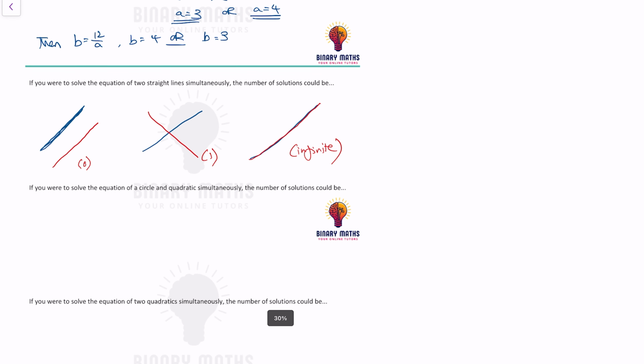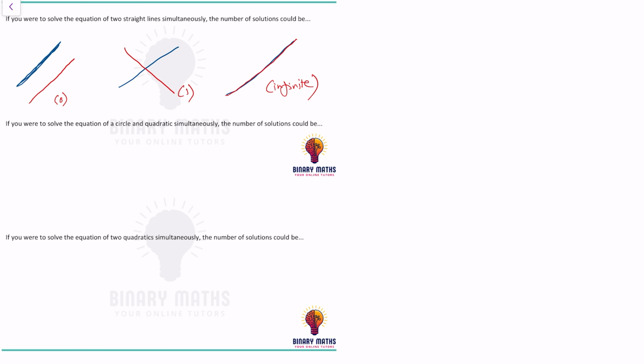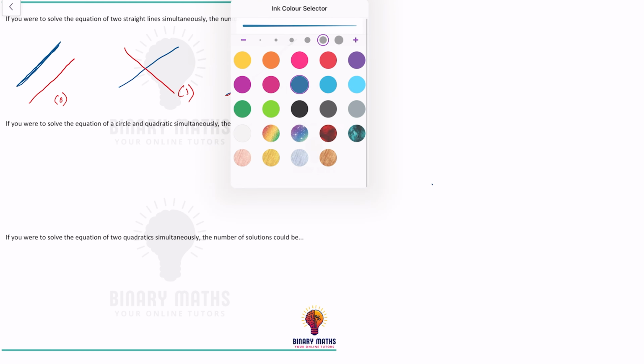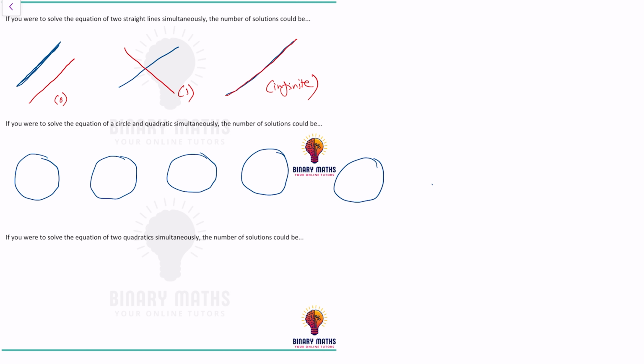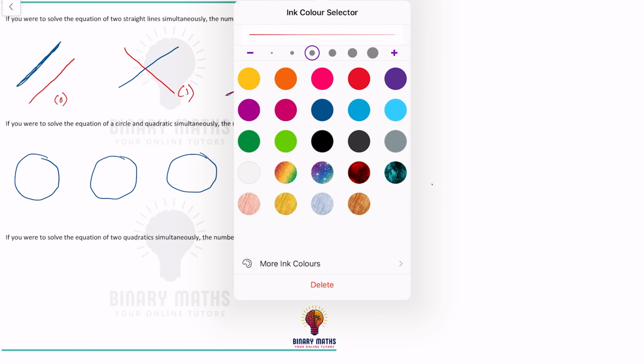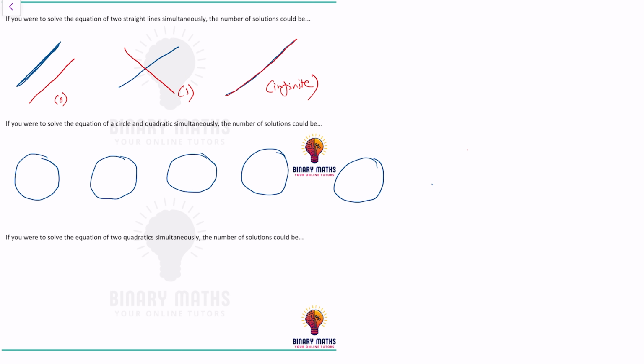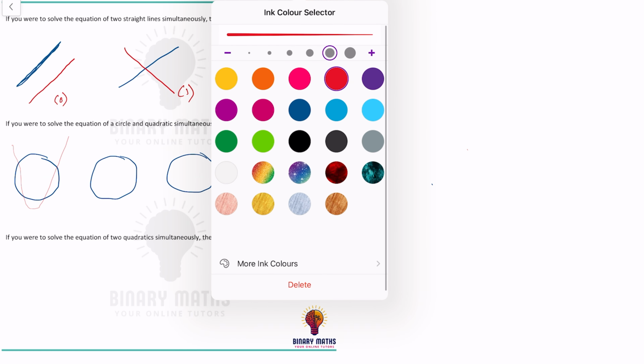Okay, let's try the same thing with the equation of a circle and a quadratic. I'm just going to draw the circle because it makes it easy if I draw it out, so I can show all the scenarios. Let's change the quadratic to red color. I can have the scenario where my quadratic looks like that and crosses it like that. So that means I have 1, 2, 3, 4 solutions.